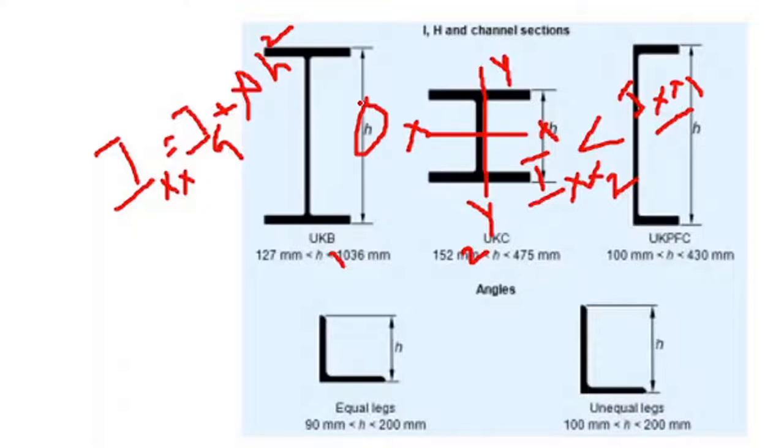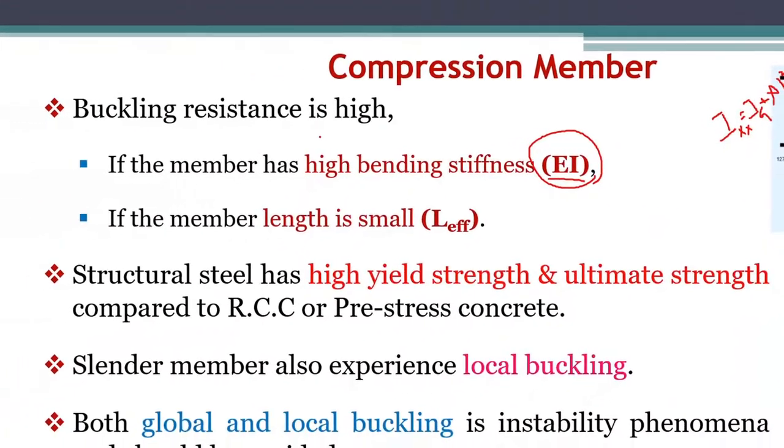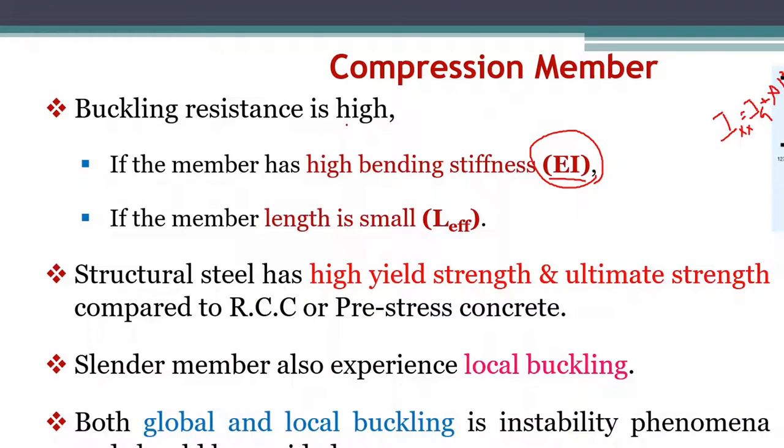If h increases, then the moment of inertia of that member increases. If moment of inertia increases, obviously the bending stiffness also increases. If the bending stiffness increases, then its resistance towards buckling also increases. Then the buckling resistance is high if the member length is small.